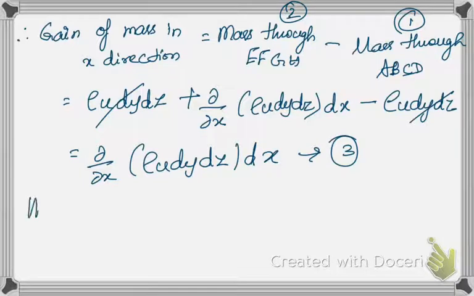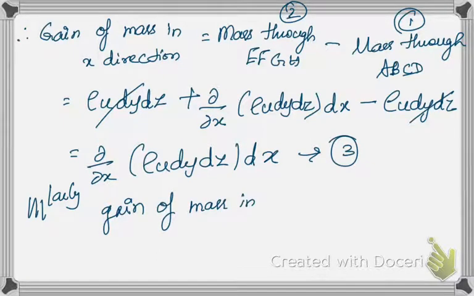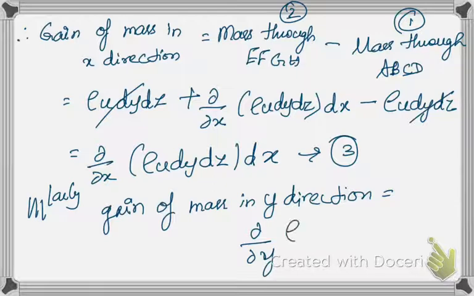Similarly, we have the gain of mass in x direction, and now the gain of mass in y direction and z direction. For the y direction it is also going to be the same, which is dou by dou y of rho into v, since instead of u we will have the velocity v.